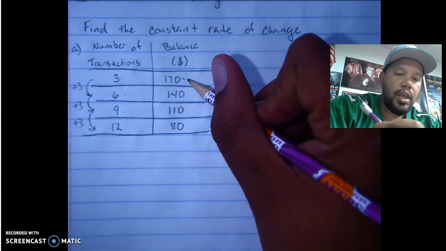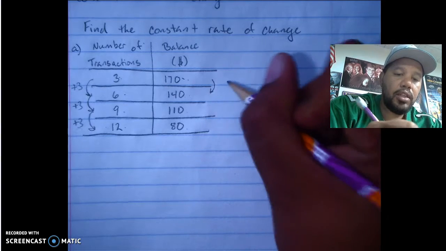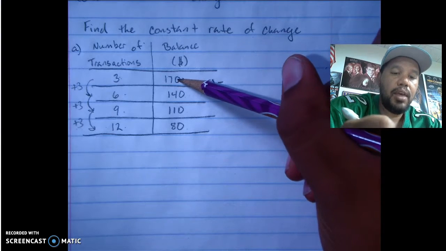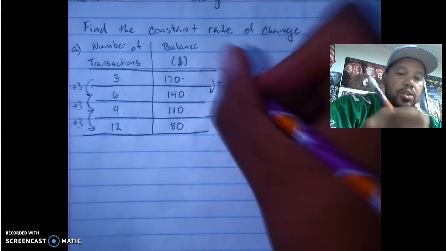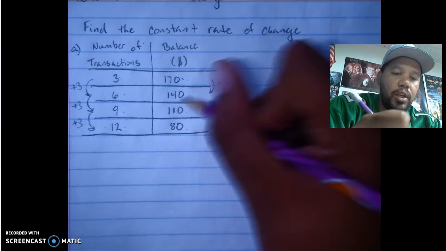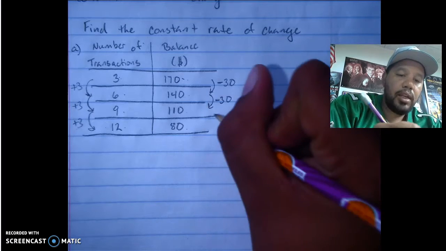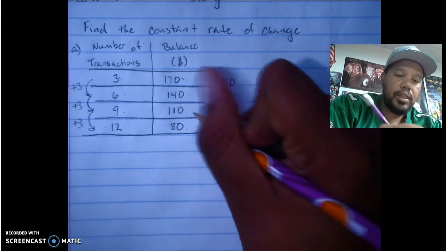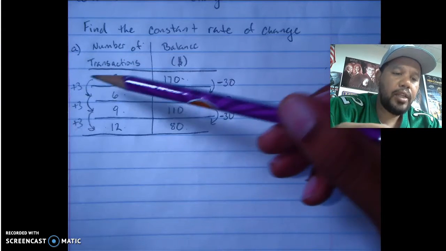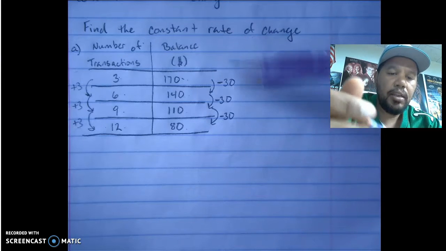It goes from 170 to 140. That one is going down, so it's changing by being subtracted. The difference between 170 and 140 is 30, so it's subtracting 30. Let's see if it holds true. 140 take away 30 also gives me 110. And lastly, from 110 to 80, we subtract 30. So the number of transactions is changing by a positive 3. The balance is changing by subtracting 30.